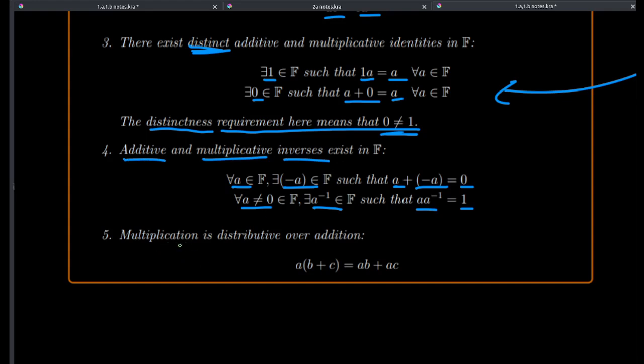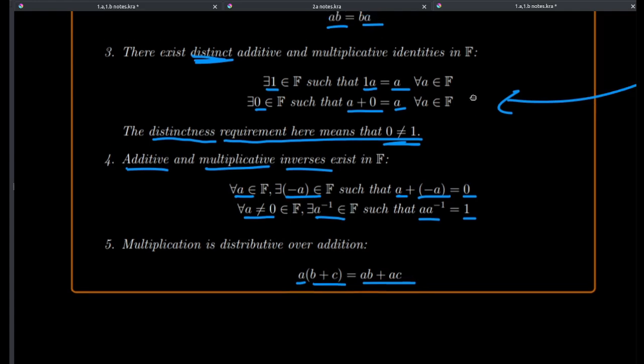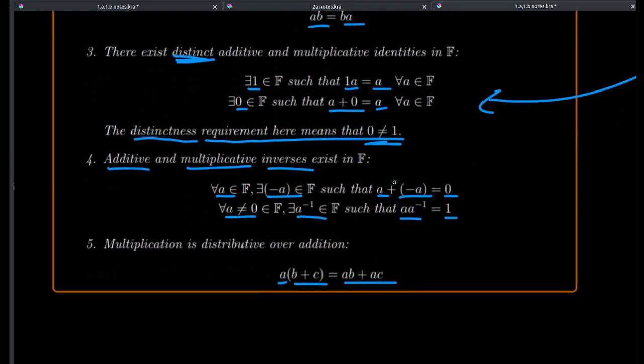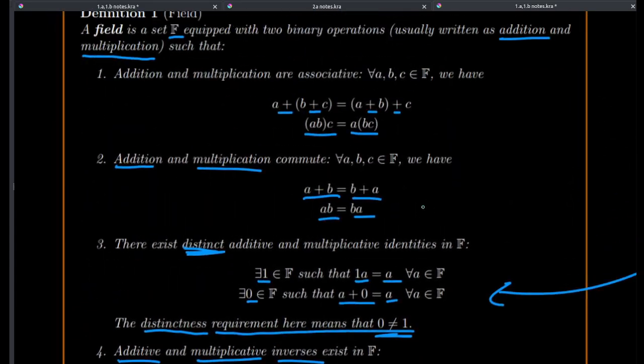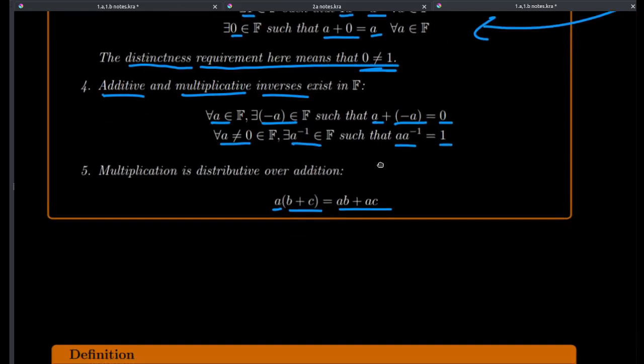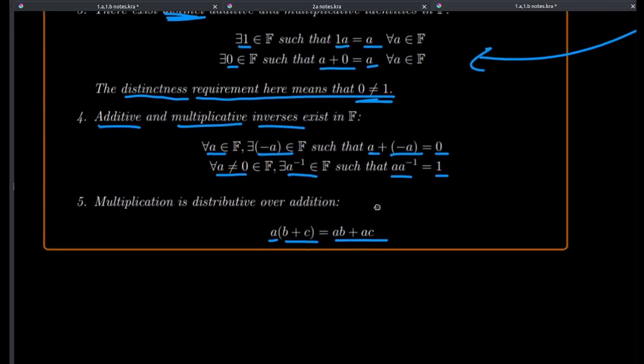Finally, multiplication and addition play well together. You can distribute multiplication over addition. Nice. All right, cool. So do you see exactly what I'm saying? Just take the properties of the complex numbers and then strip out the parts that refer to the complex numbers specifically, and you get the definition of a field. Neat. Fields are basically the simplest type of vector space possible.